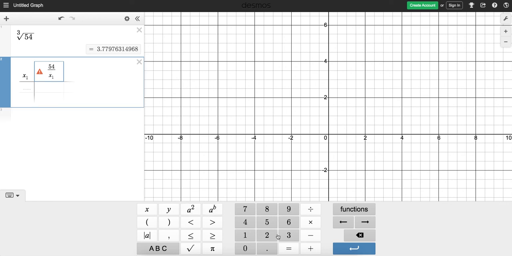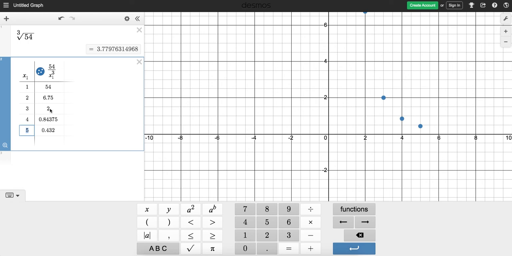Here we have the a to the b button. It's cubed. This is going to give us the biggest perfect cube that goes into 54, which helps us simplify it better. So we have 1, 2, 3, and we're below 1. So the smallest integer in this column is 2.